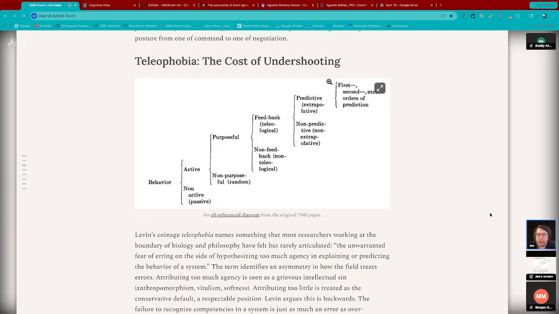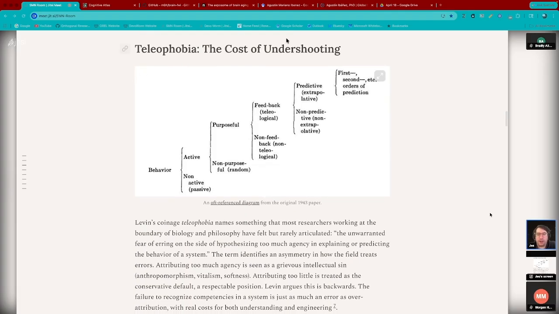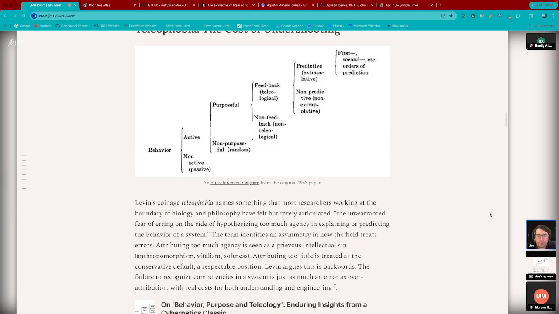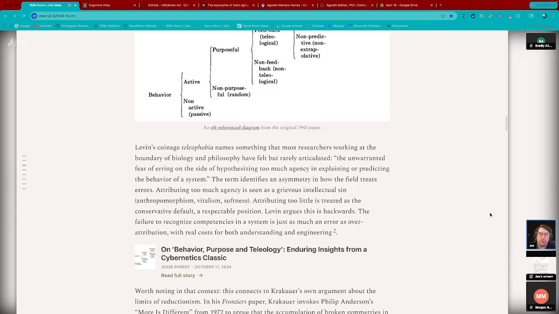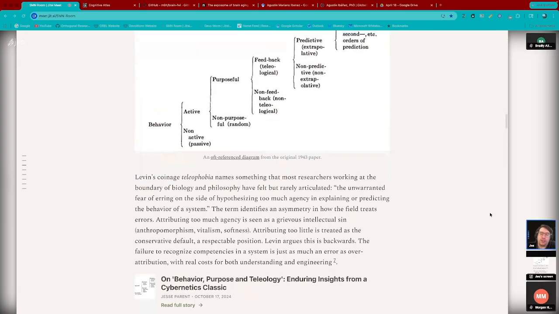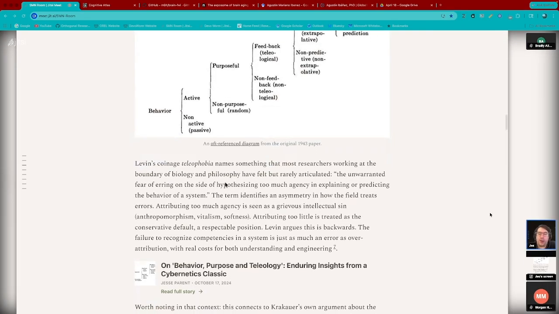And I feel like his take on teleophobia, we all remember this diagram from the 1943 paper, and Levin mentions it all the time. I wrote a big blog post about it here a while ago. And he uses teleophobia to talk about the unworded fear of erring on the side of hypothesizing too much agency into explaining or predicting a behavior system.